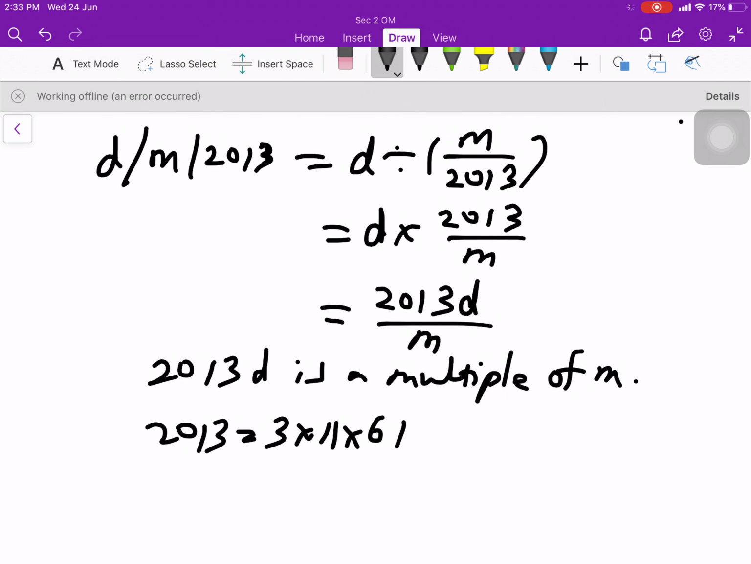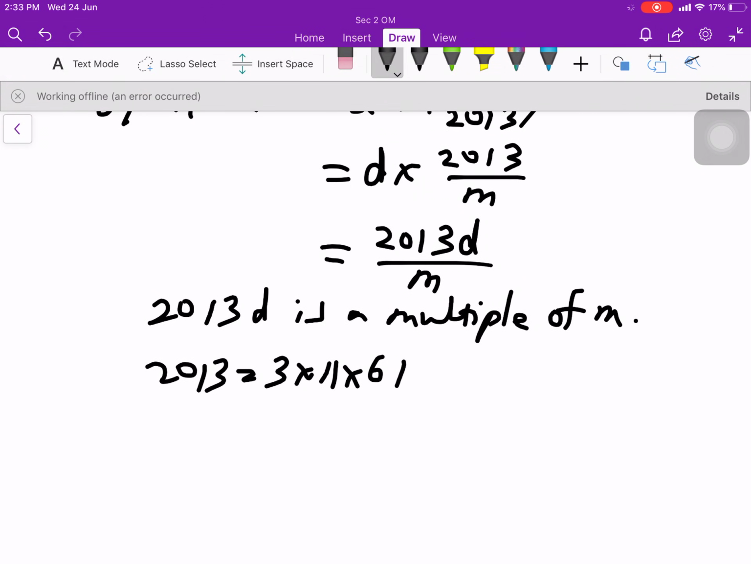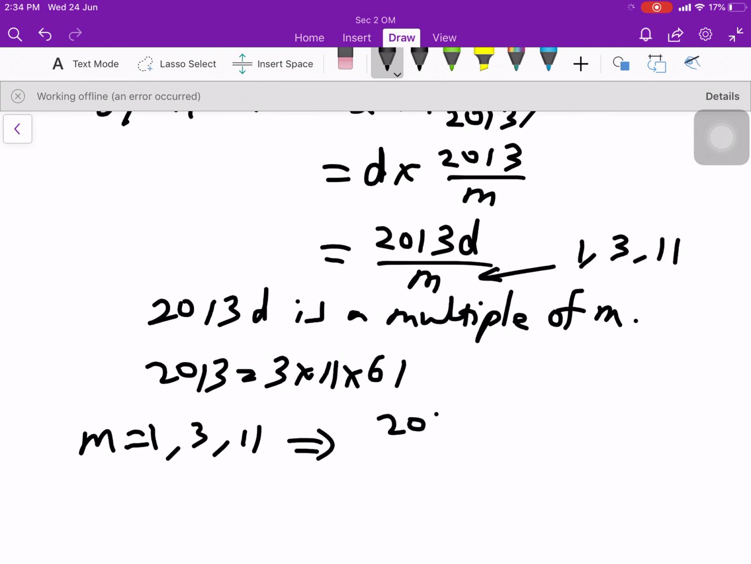That means in this case, can you see that? This one represents month, right? Therefore, if your M is 1, 3, and 11, then this division would be integers. That means if your M is equal to 1, 3, and 11, this implies 2013 divided by M actually gives you integers. Right? I think this part now you can understand quite well, right?